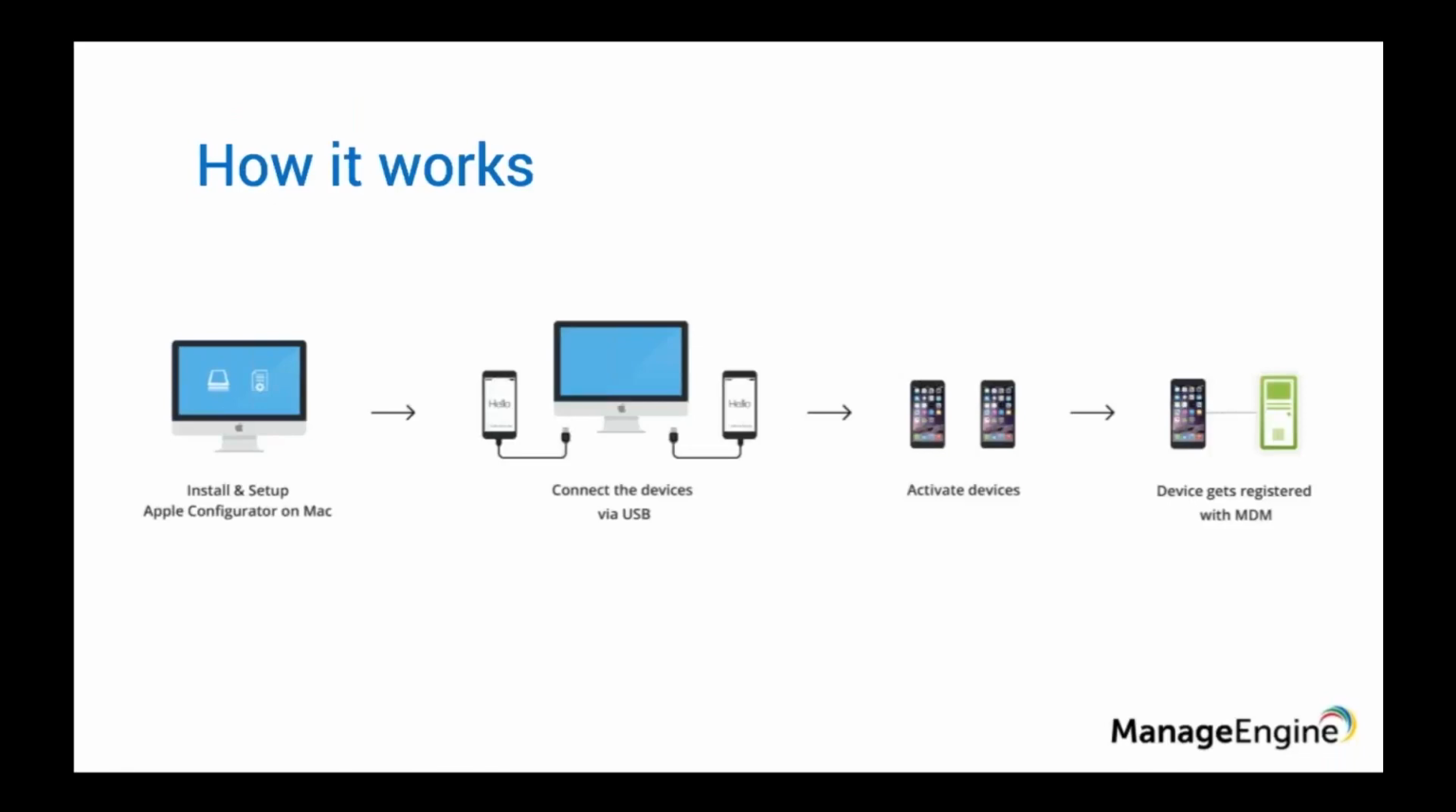Firstly, we'll be looking at Apple Configurator. Apple Configurator is a free tool provided by Apple for enrolling iOS devices in bulk. So this is how Apple Configurator actually works. Firstly, you need to install and set up Apple Configurator on a Mac machine, and then you connect the devices via USB to the Mac machine. And then you pass the created configuration on Apple Configurator to these connected devices. Once that is done, the devices get enrolled with MDM on activation.